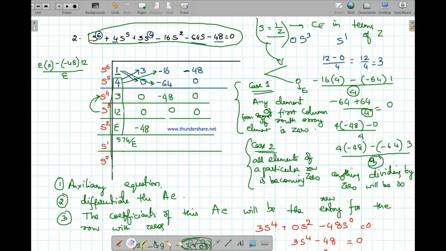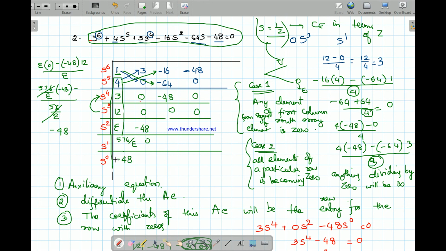Whereas this s power 0 element will now be: 576, and this element is 0 actually. So here 576 by epsilon into minus 48, minus epsilon into 0 is 0, divided by 576 by epsilon. So 576 by epsilon is cancelled, and you will be getting minus 48. So the last element is minus 48.